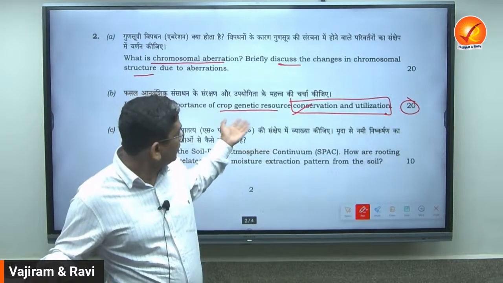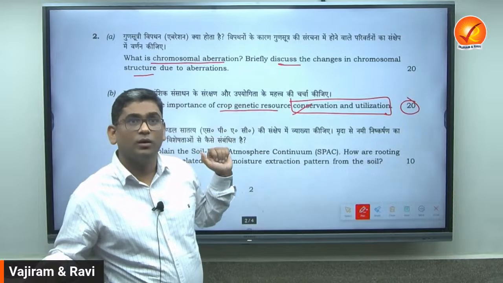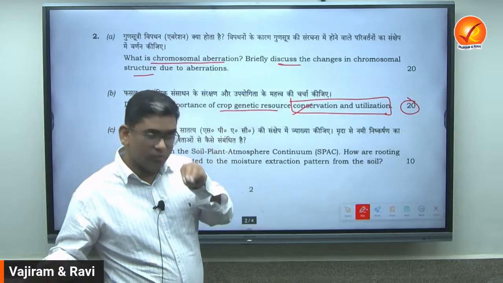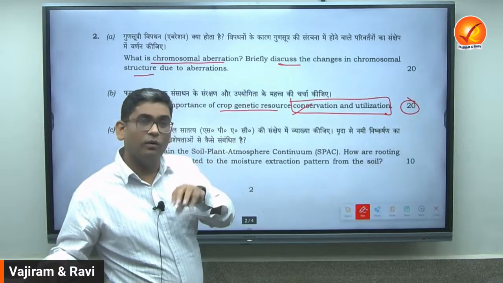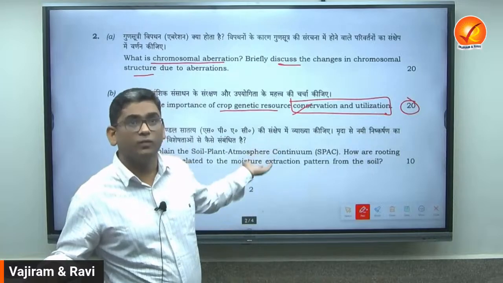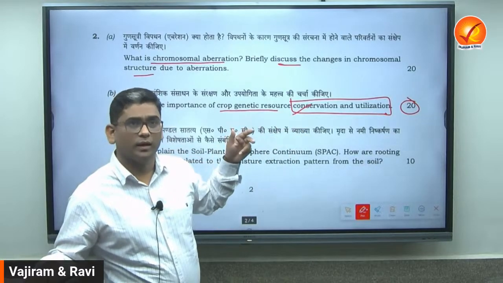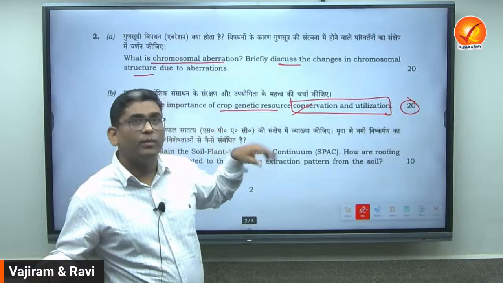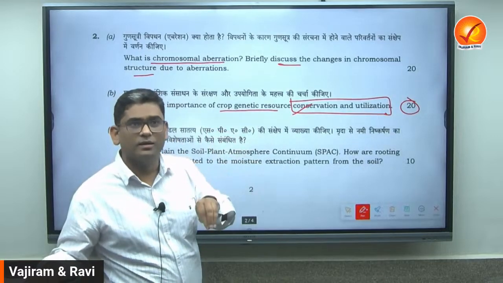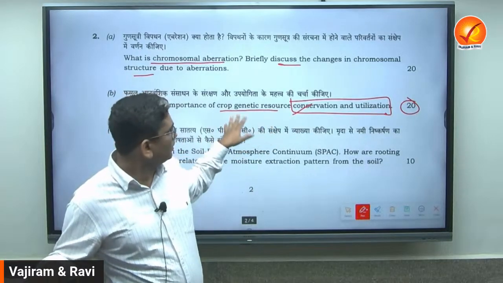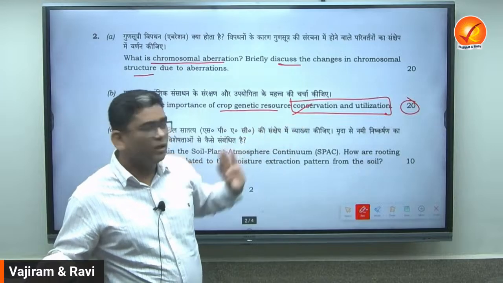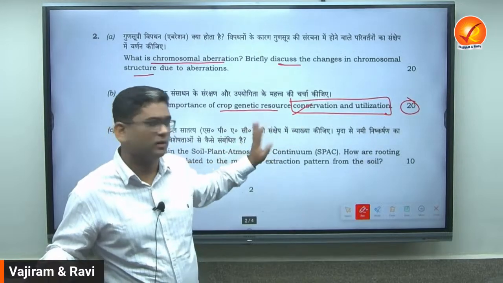So if you are conserving such resources, you can get some genes which will help the plant breeder. They can develop resistance for such. Utilization means various things, like varietal development, or development of any GM crop by utilizing that gene. So there are so many conservation methods, and their importance, and utilization is also possible. This was a straightforward question too.